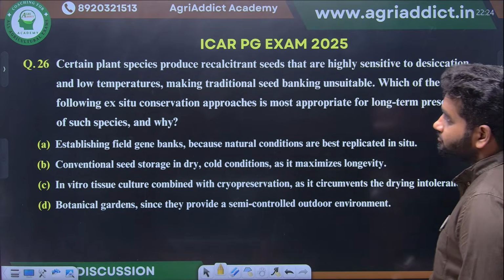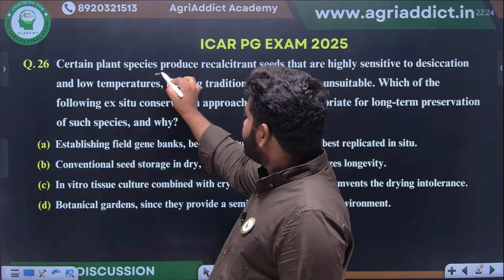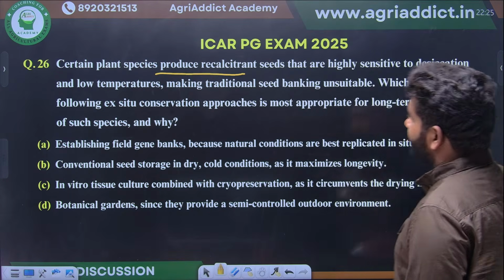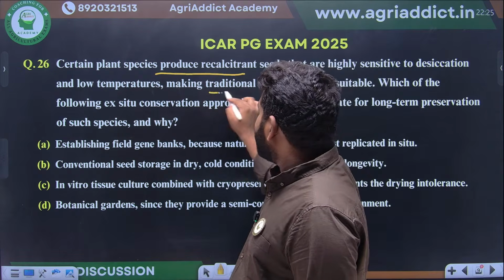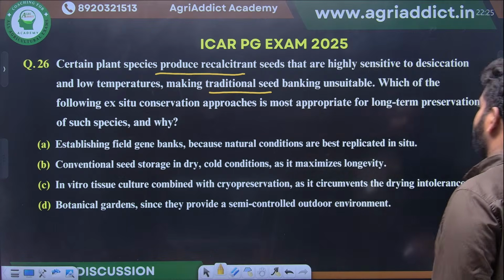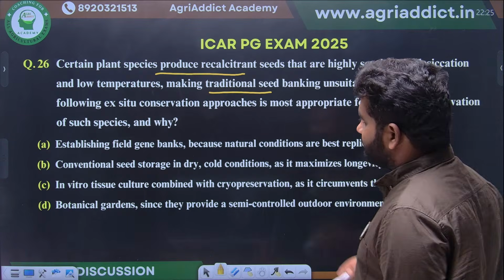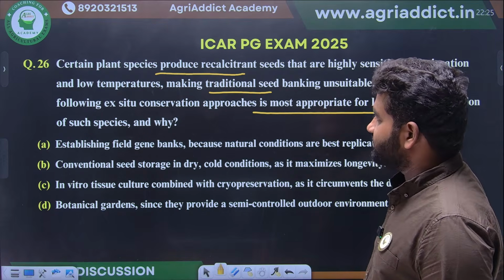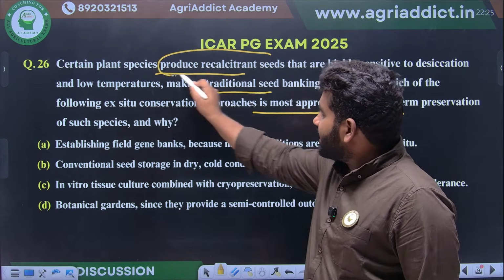Certain plant species produce recalcitrant seeds that are highly sensitive to desiccation and low temperature, making traditional seed banking unsuitable. Which of the following in situ conservation approaches is most appropriate for long-term preservation of such species? Recalcitrant seeds.